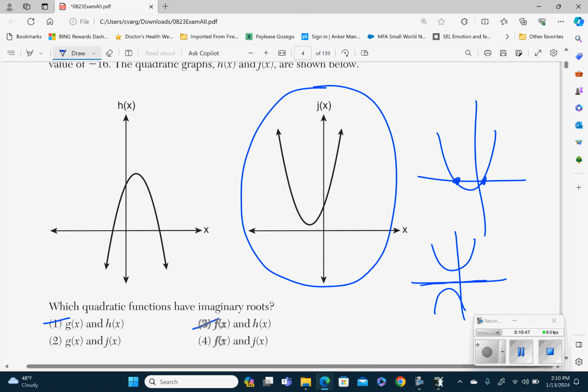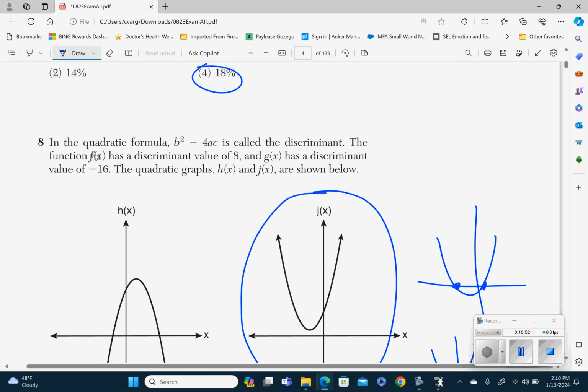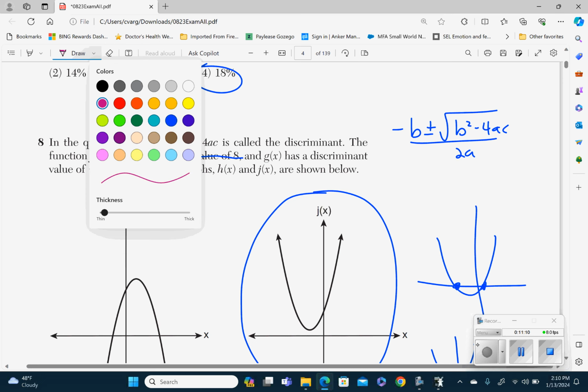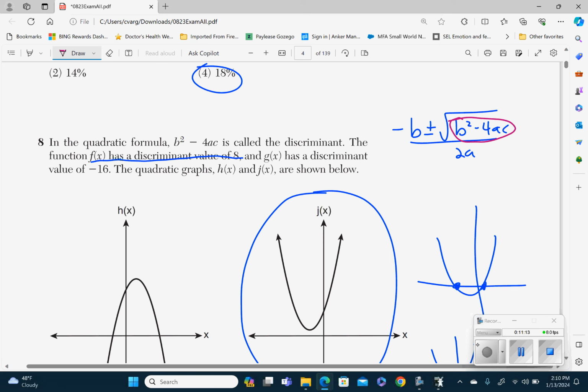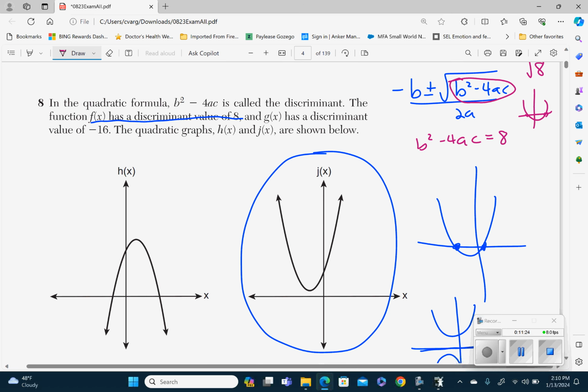So then how do you find out the others, right? They give you a couple of clues. They say the function f of x has a discriminant value of 8, which means that, you know how we have this negative b plus or minus the square root of b squared minus 4ac all over 2a. The discriminant is specifically what's under the radical. So they're telling us that this number is equal to 8. So if I do the square root of 8, that's going to have real roots, which means that it's going to cross my x-axis. But if I look at g of x, it has a discriminant value of negative 16.